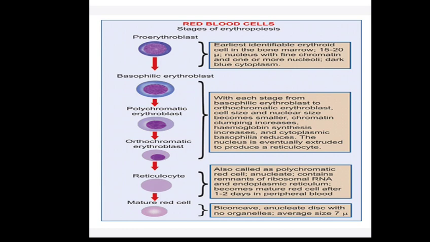This is the fourth stage. Next one, mature red cells. Sixth stage, mature red cells, meaning biconcave non-nucleated discs with no organelles.